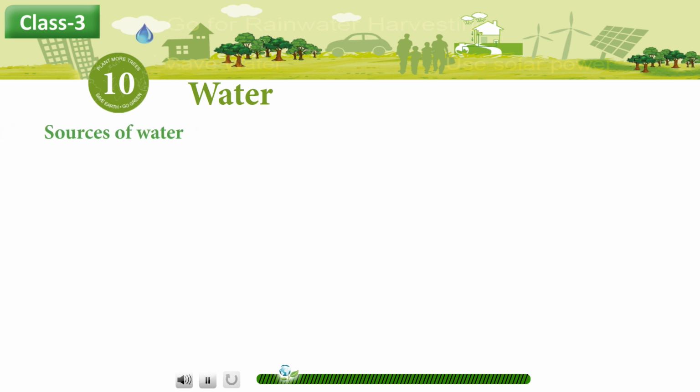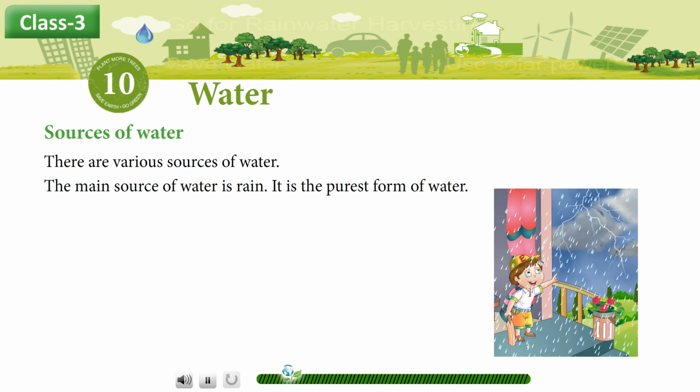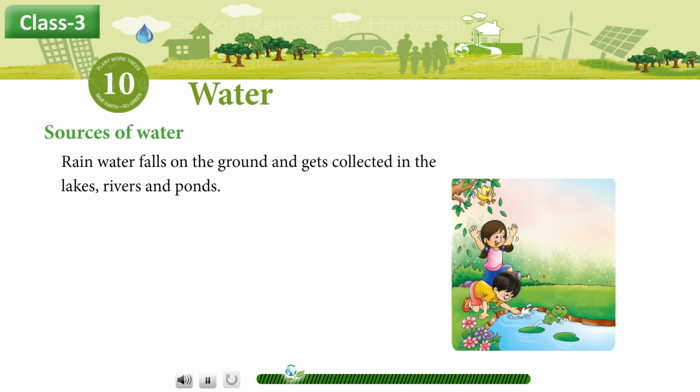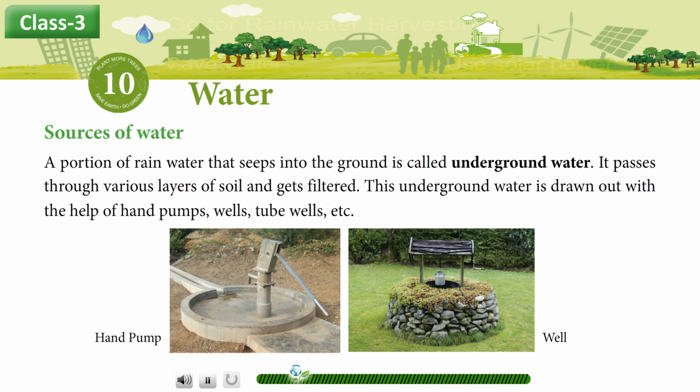Sources of water. There are various sources of water. The main source of water is rain. It is the purest form of water. Rainwater falls on the ground and gets collected in lakes, rivers and ponds. A portion of rainwater that seeps into the ground is called underground water. It passes through various layers of soil and gets filtered.